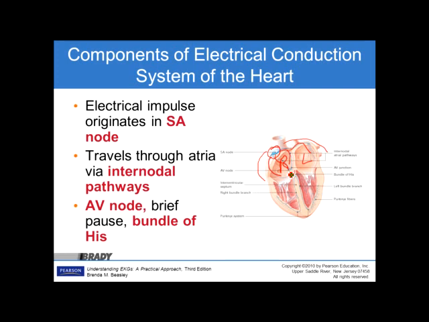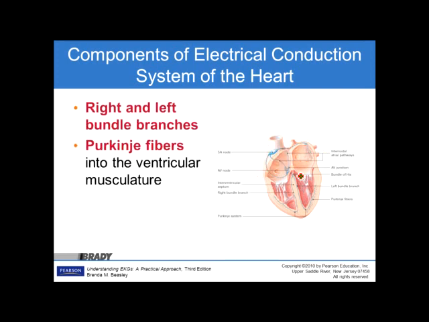The AV node is a brief pause, then the bundle of His. So whenever the conduction system fires, the atria contract, the waveform hits this AV node, and just for a second or two, hits the bundle of His. Right and left bundle branches is where it goes to next.